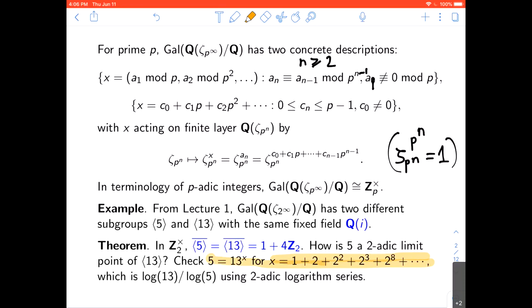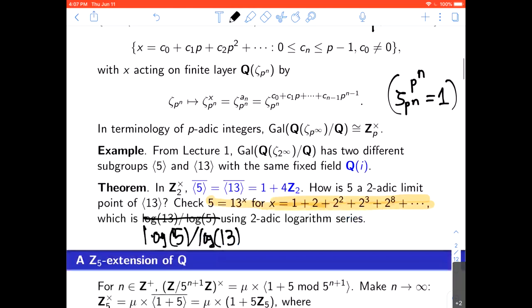Oops, log 5 divided by log 13. Okay, using p-adic logarithms. Right. And so 5 really is a limit of powers of 13 in the p-adic numbers. So everything is explained. Different subgroups with the same fixed field, their closures have to be the same. We can calculate it directly there.